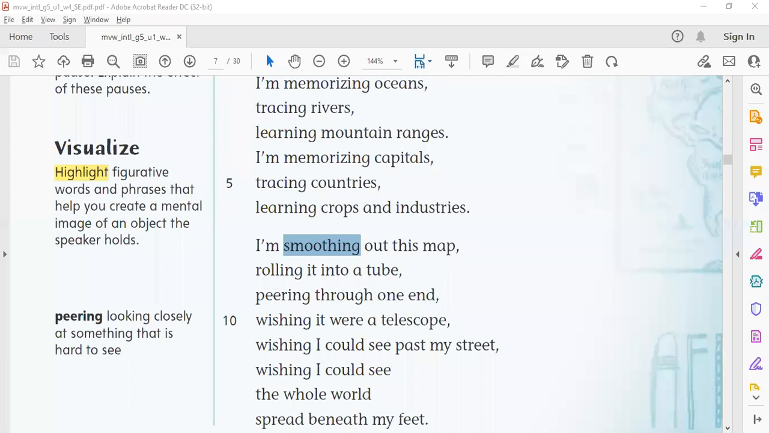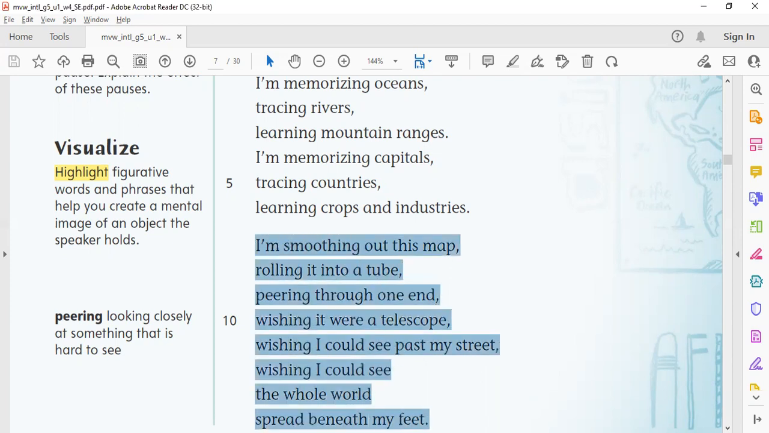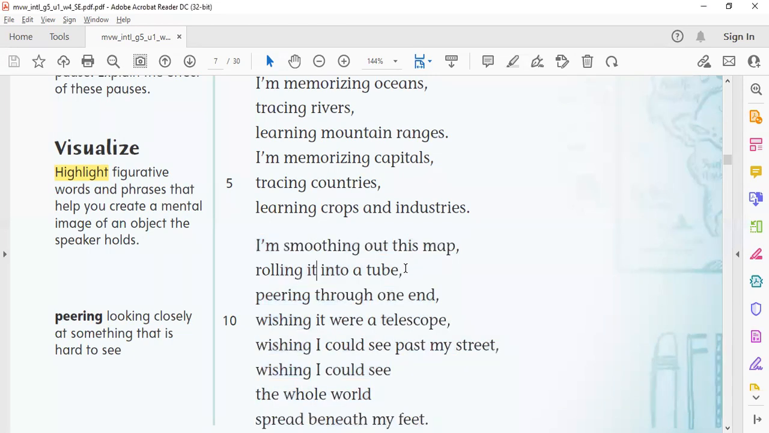Right. Okay. I understand. So is there anything? Now here, page 160, what helps us here to create a mental image about what she's doing? Which line helps us? I'm smoothing out this map. Very good. And she's turning it into a tube. This helps us create an image in our mind that she's doing something.